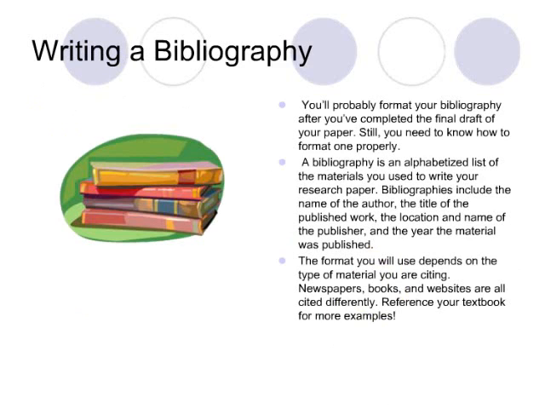You probably won't write your bibliography until you've completed the final draft of your paper, but no matter what, you need to be aware of how to properly format one. A bibliography, alternately called a works cited page, depending on the format you're using, is an alphabetized list of the materials you use to write your research paper. Bibliographies include the name of the author, the title of the published work, the location and name of the publisher, and the year the material was published.